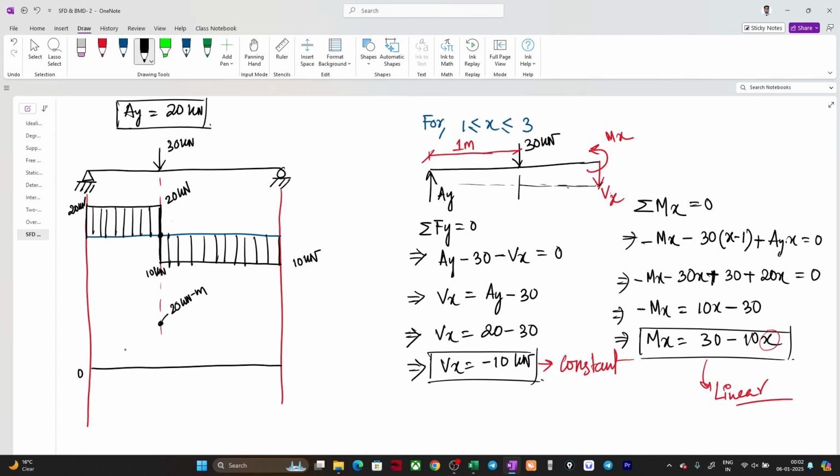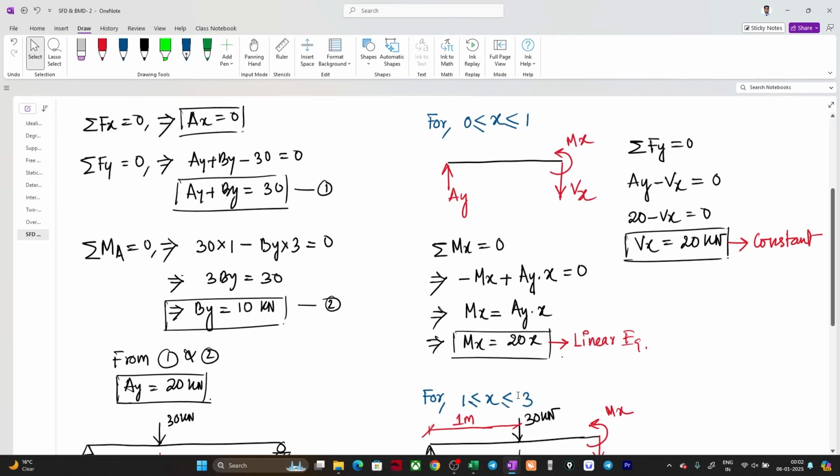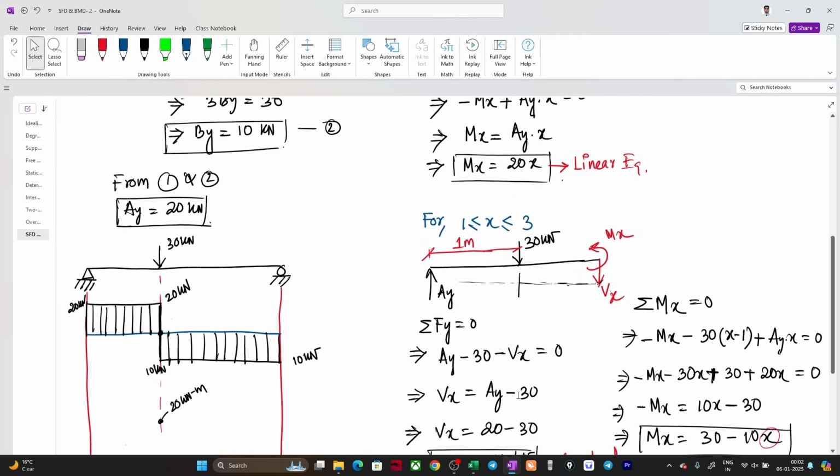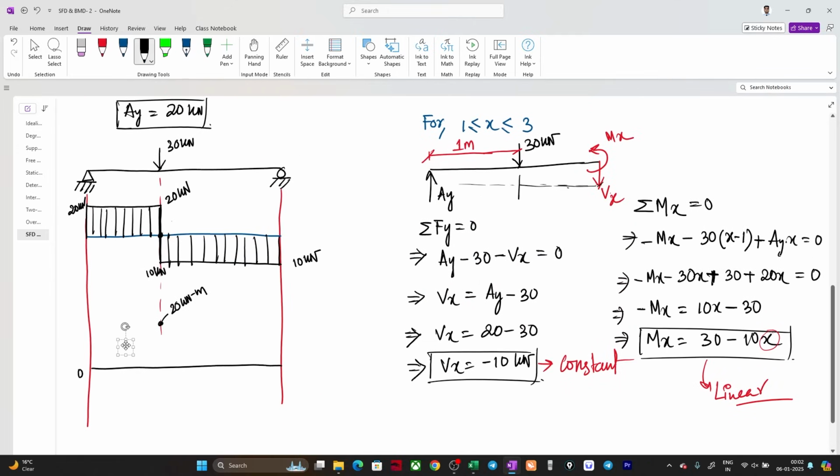And now you can change any value. If x equal to, suppose, 0.5, how much will it be? 10 kilonewton meter it will be. So somewhere here, like that. If you put values like this, you will see that, as it is a linear equation, you are getting an inclined line like this, which will end up here at 20 kilonewton meter.